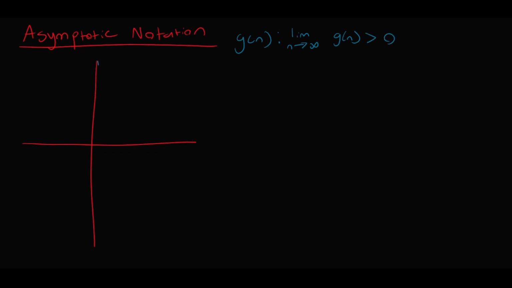If we have g of n right here, and say this is 0, the x-axis, then as this function goes down and down and doesn't cross 0, we say that 0 is the asymptote. So recall asymptotes here.